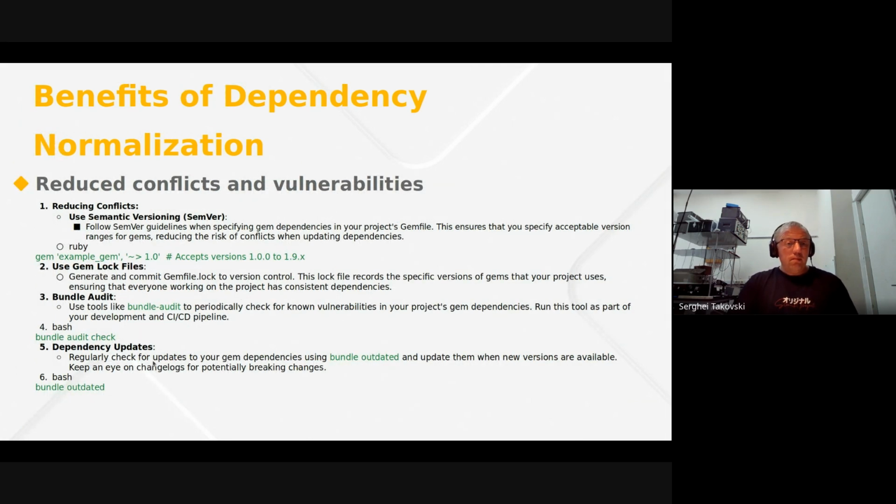So, conflicts. Reducing conflicts and vulnerabilities.